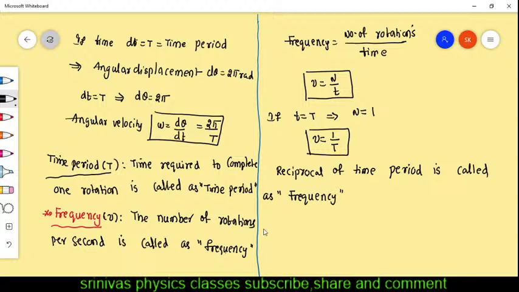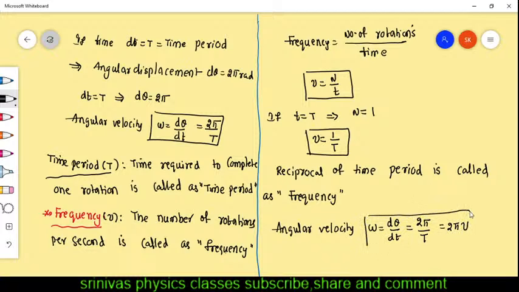If you want to write the formula for the angular velocity in terms of frequency, you know the angular velocity formula. One formula is 2 pi, sorry, angular displacement by time. Next formula is 2 pi by capital T. But 1 by T we write as nu, so 2 pi nu also we write. These are the various formulas for the angular velocity.